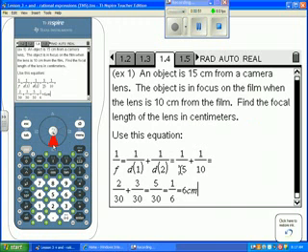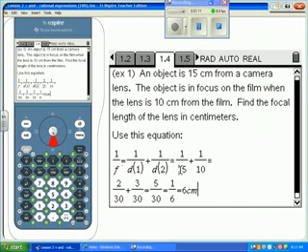Alright, an object is 15 centimeters from a camera lens. The object is in focus on the film when the lens is 10 centimeters from the film. Find the focal length of the lens in centimeters. So what we did is we plugged in 15 and 10 for D1 and D2. We found a common denominator of 30. We added them up to get 5 over 30, reduced to 1/6. The focal length is 6 centimeters because it's simply the denominator, this F right here.